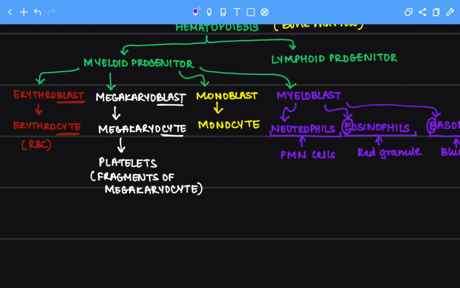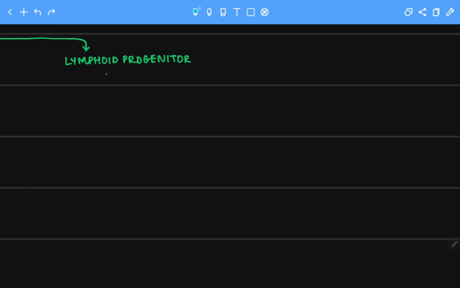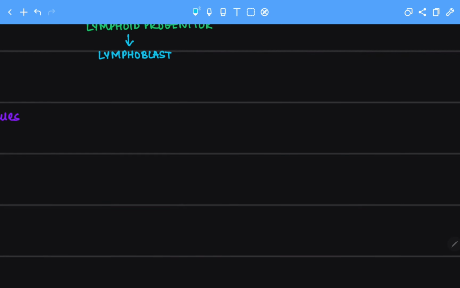Now let's look at the lymphoid progenitor cells. The lymphoid progenitor cell is going to give us a lymphoblast. This lymphoblast is then further going to give us three cells: T cell, B cell, and NK cells.